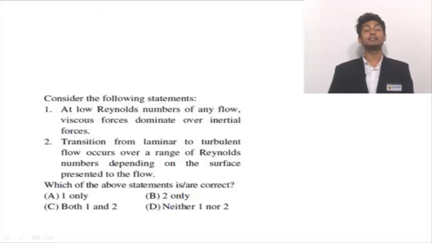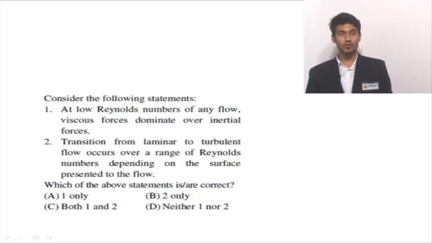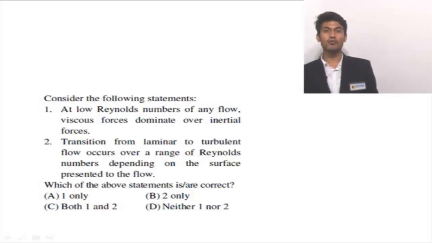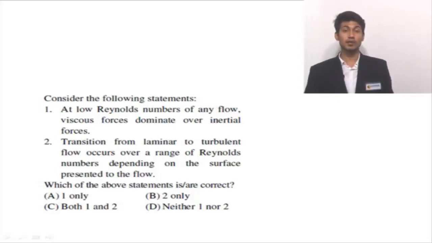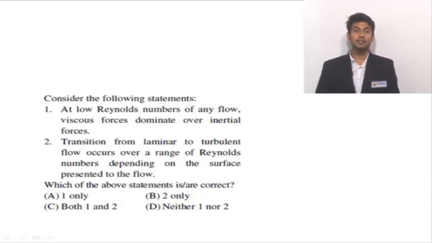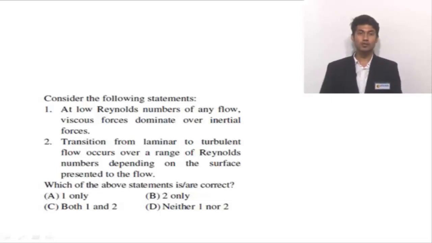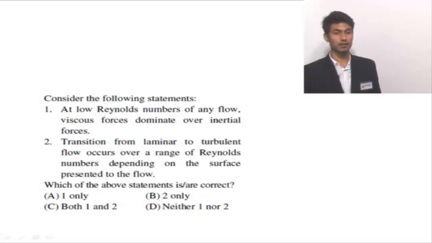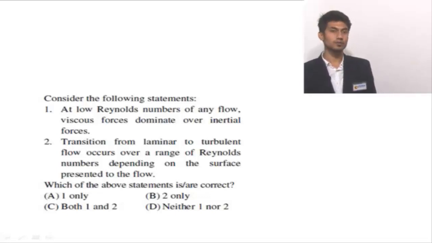The question is, consider the following statements. Statement 1: at low Reynolds number of any flow, viscous force dominates over inertial force. Statement 2: transition from laminar to turbulent flow occurs over a range of Reynolds numbers depending on the surface presented to the flow. Which of the above statements are correct? A, 1 only; B, 2 only; C, both 1 and 2; D, neither 1 nor 2.